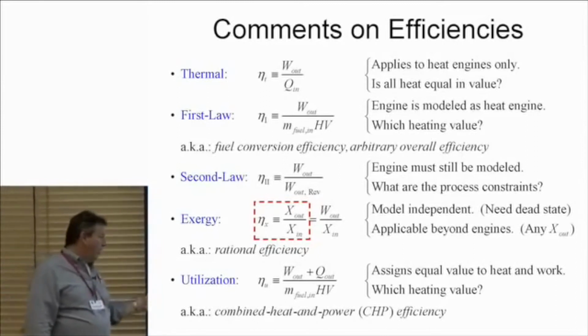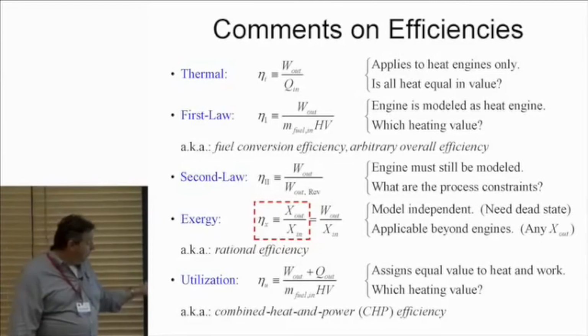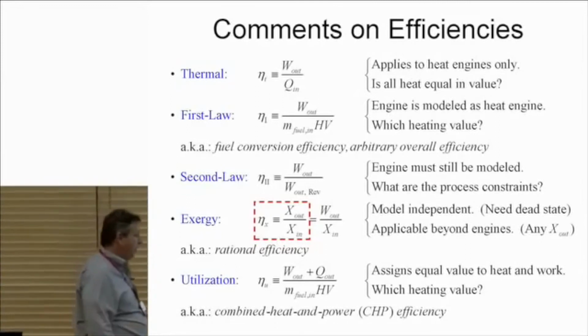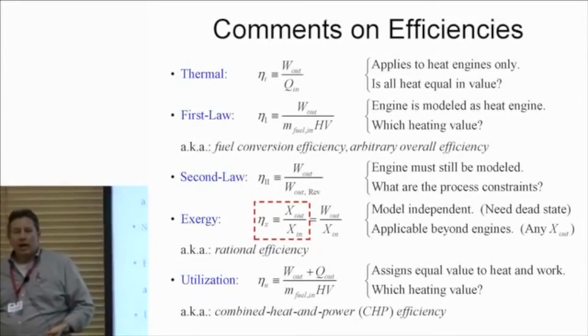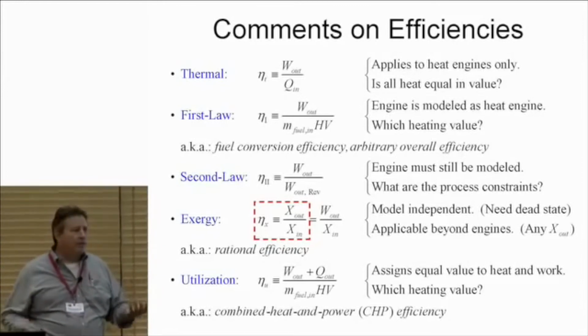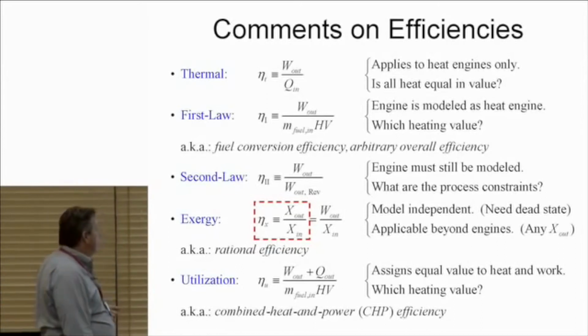And then there's one more. This is sometimes called rational efficiency. And then one more, utilization, which is my least favorite thing, or CHP efficiency, summing the work and the heat that you do per unit of heating value. And that's just a terrible idea. I mean, they're polar opposites, and you can make any number you want. So I really don't like that.